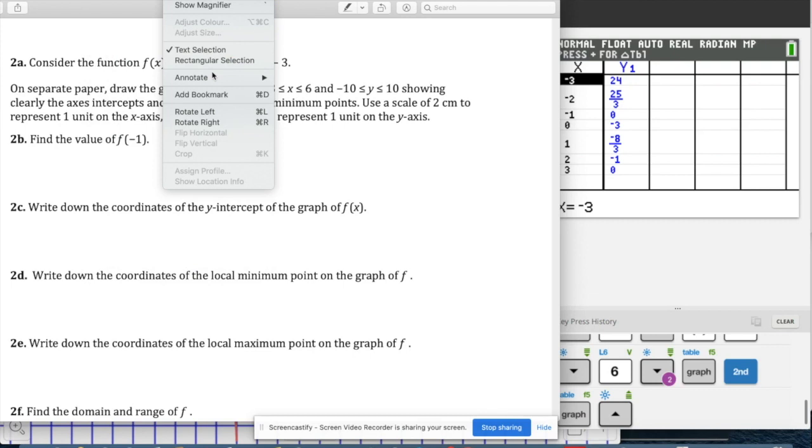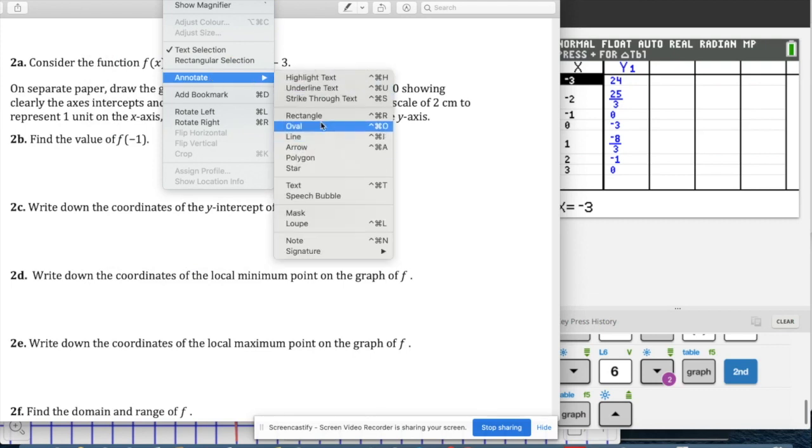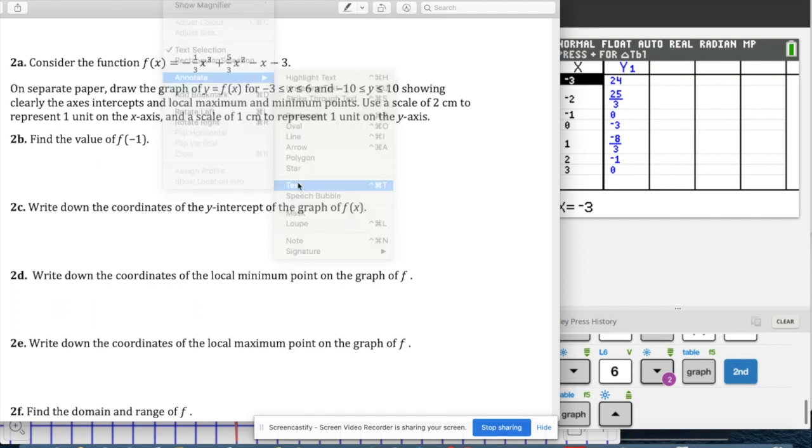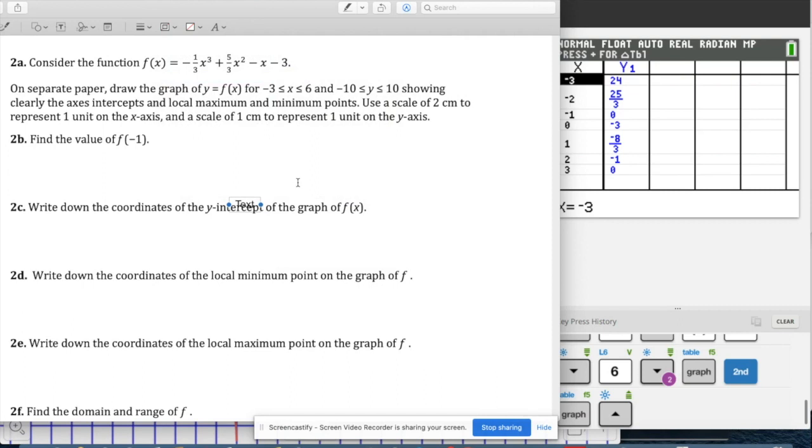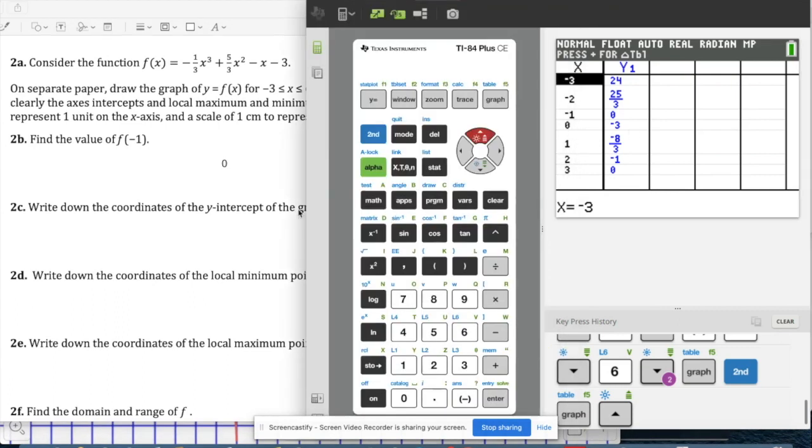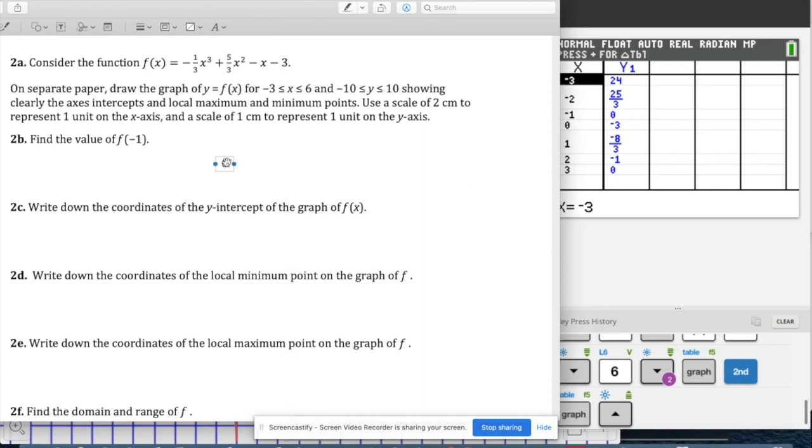Tools, annotate here. Sorry, f of -1 is 0. Okay, write down the y-intercept of the graph of f of x. The y-intercept is where x is equal to 0, so that's just going to be -3.